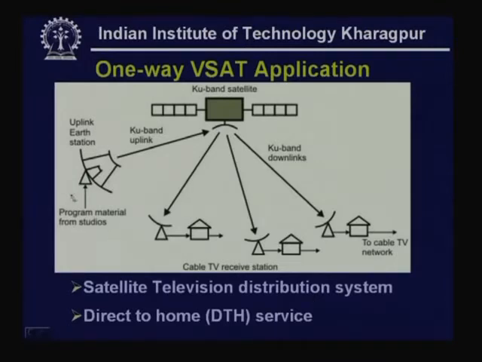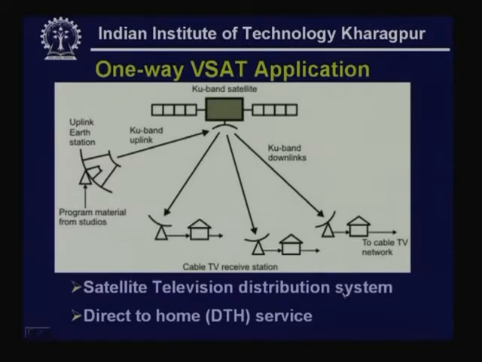communication. Here, for example, is the studio of the TV, Doordarshan, and here is the uplink earth station. The uplink earth station uplinks the signal using KU band, then the satellite sends it to a number of cable TV service providers. The cable TV service providers have antennas located at their place, and then the cable TV operators distribute the television signals to a number of houses. So this is the KU band uplink, and here are the KU band downlink signals, which are received by the cable TV operators, and then they distribute them to the households. So this is a satellite television distribution system.